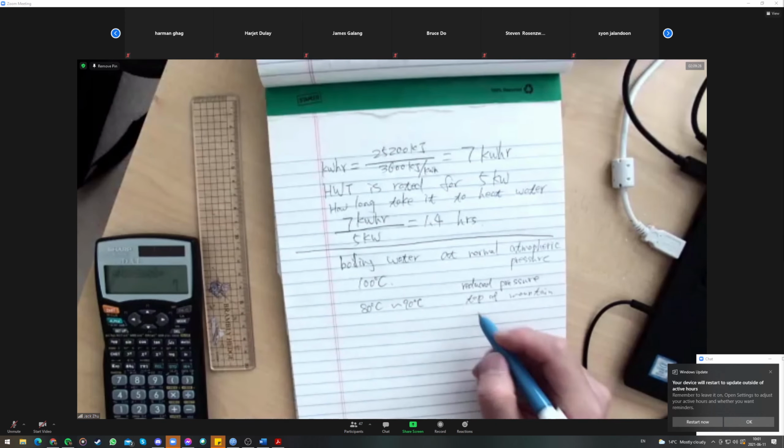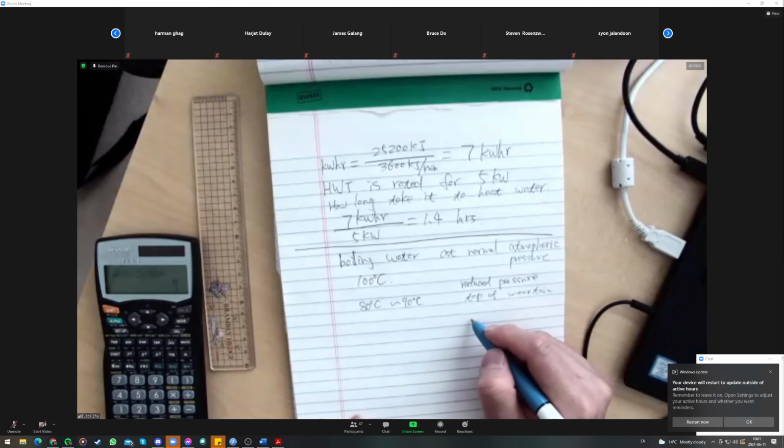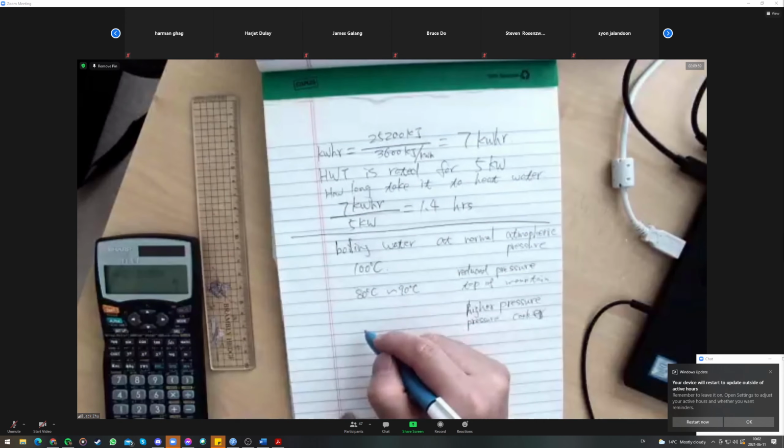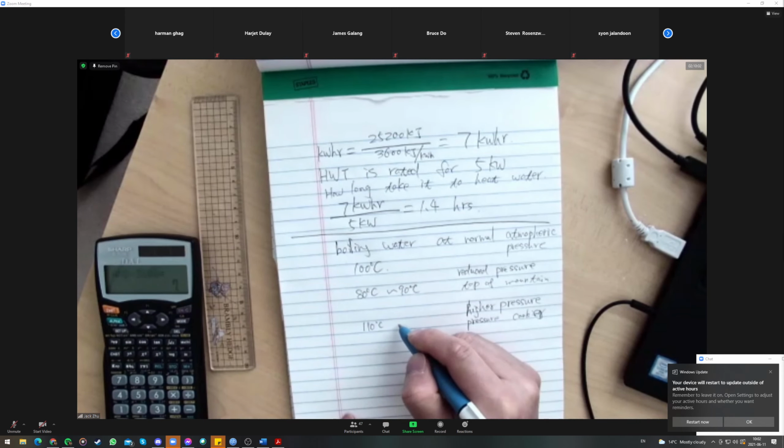Or you know those pressure cookers? If you have a higher pressure, anyone been using a pressure cooker before? When you increase the pressure, the boiling point also increases. So you might boil the water at 110 or 120 degrees, depending on how much pressure you build up there.